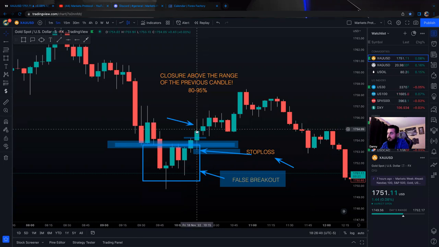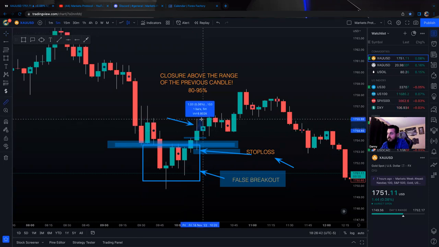Now, that wick fill, once again, looking at it exactly, that's 10 pips. So depending on your entries, you might get less, you might get more. So this is a good example of a higher probability trade because we have a closure above the range of the previous candle, expecting a wick fill.